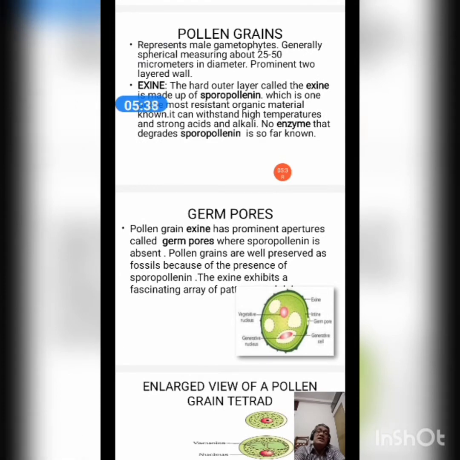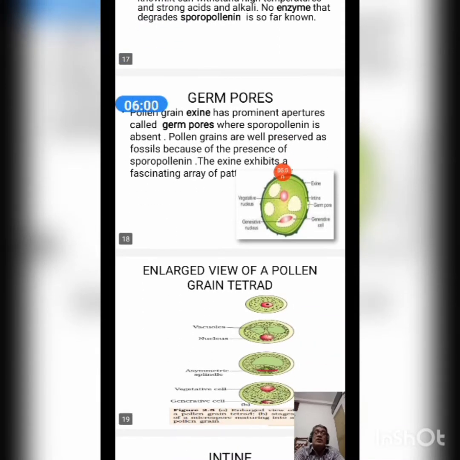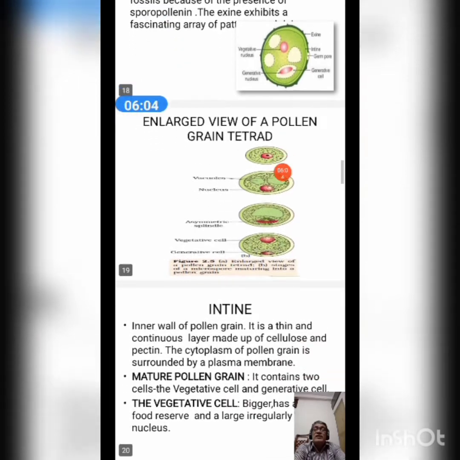Is the sporopollenin a continuous structure? No. The pollen grain exine has prominent apertures called germ pores where the sporopollenin is absent, and pollen grains are well preserved as fossils because of the presence of sporopollenin. Here I am showing the picture of the germ pore. Next you see the enlarged view of a pollen grain tetrad.